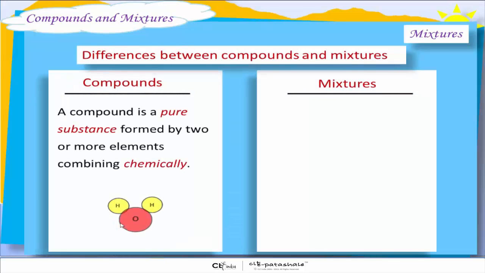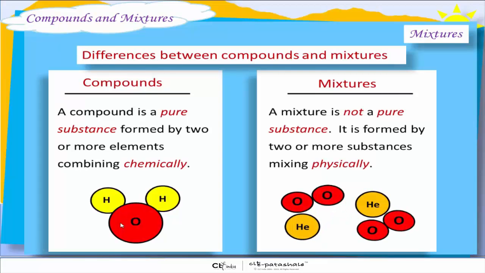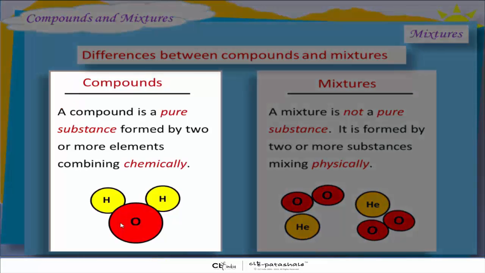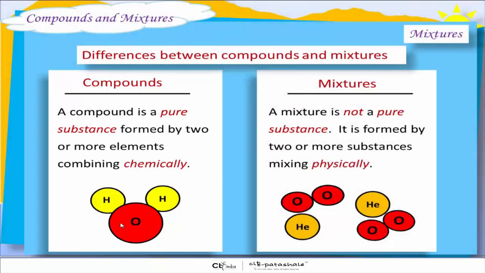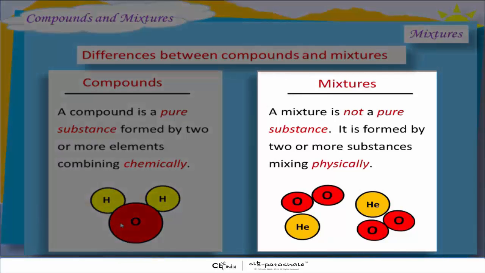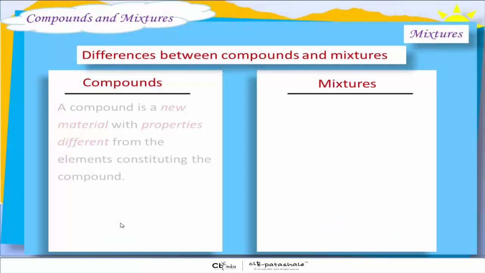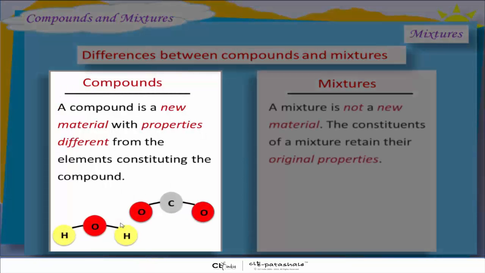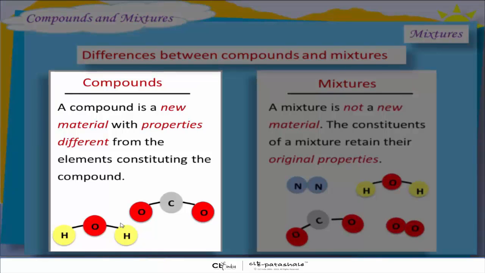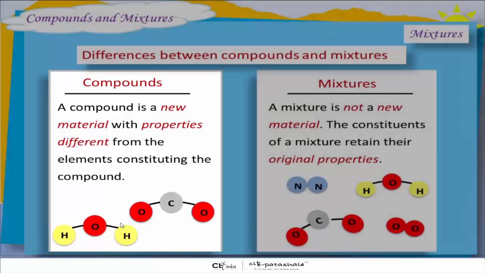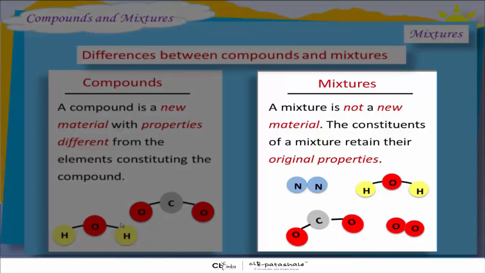Now what are the differences between compounds and a mixture? A compound is a pure substance formed by two or more elements which combine chemically, whereas a mixture is not a pure substance. It is formed by two or more substances which we mix physically. A compound is a new material with properties different from the elements constituting the compound, whereas a mixture is not a new material. The constituents of a mixture retain their original properties.